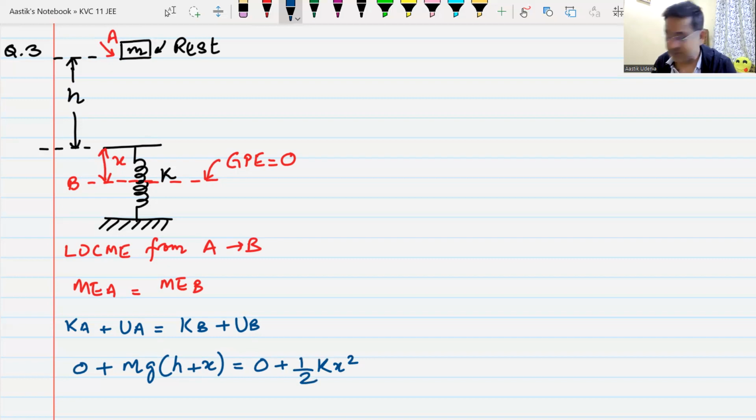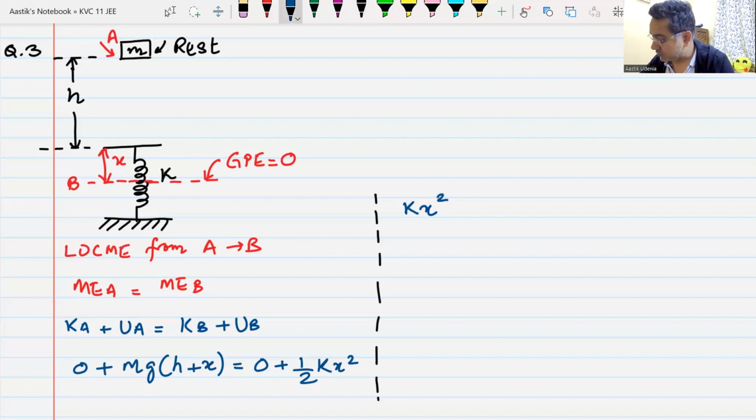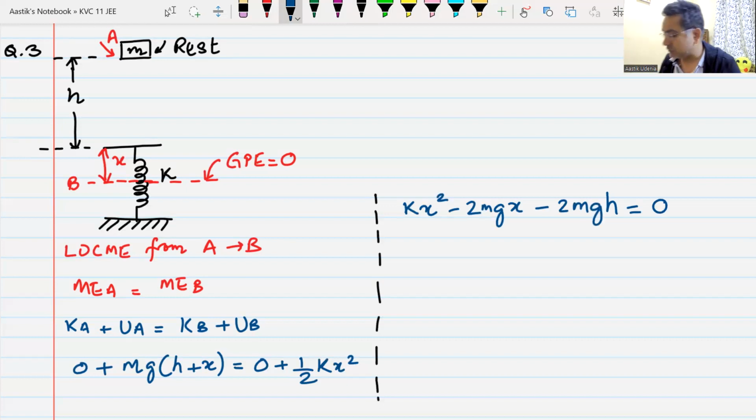Now the problem is, it does not remain a simple equation and it becomes a problem of math. How are you going to solve it? Because now this becomes a quadratic equation. So I will write it in the form of a quadratic equation. It would be kx square minus 2mgx minus 2mgh is equal to 0. This is how the equation would look once I multiply by 2 and take the terms on the other side.